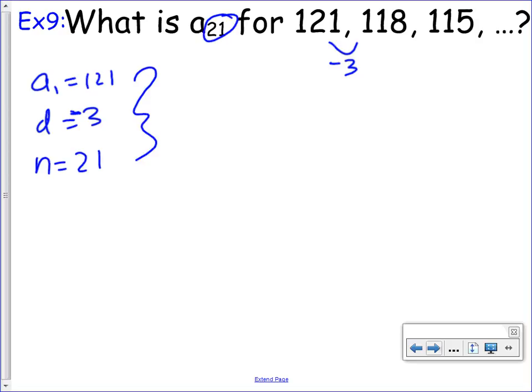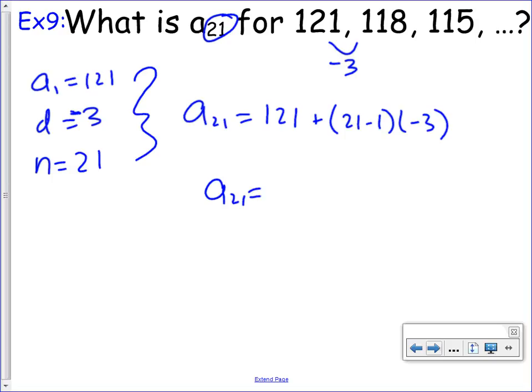Put it all together. Pump that out with your calculator. Just tell me what it is. Yes! That's fast.